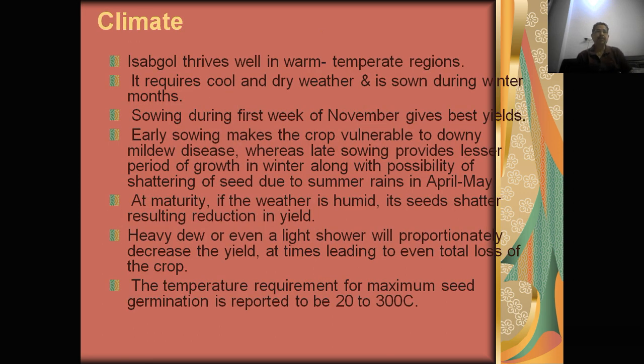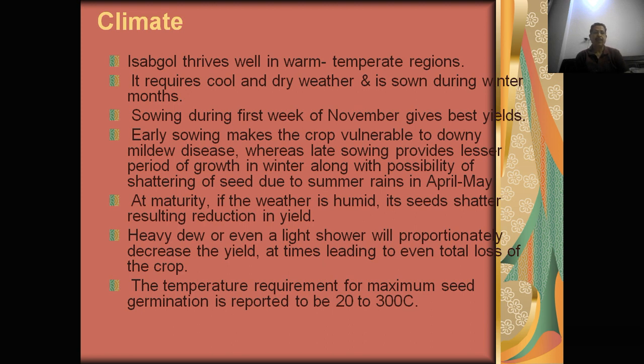Then climate. Isabgol thrives well in warm temperate region. It requires cool and dry weather and is sown during the winter months. Sowing during first week of November gives the best results and yield. Early sowing makes the crop vulnerable to downy mildew disease, whereas late sowing provides lesser period of growth in winter, along with possibilities of the shattering of the seed due to summer rains in April-May.